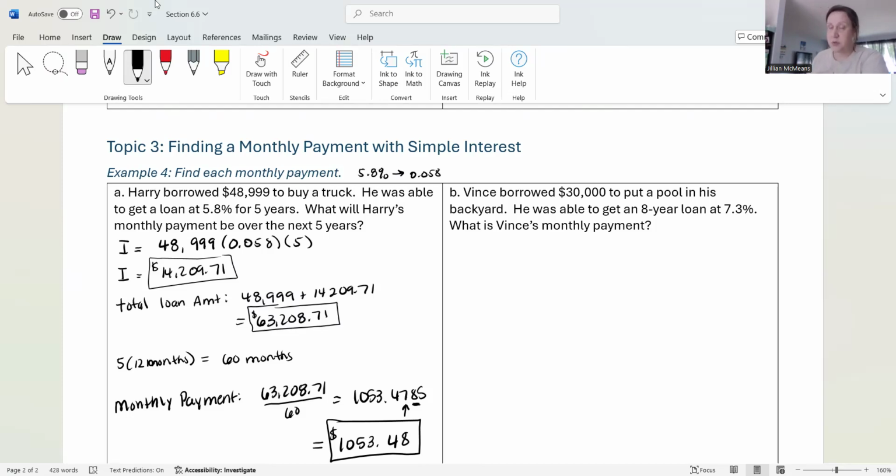The first thing we have to do is calculate the interest that Vince is going to owe over the course of 8 years. So interest, we take the principal amount borrowed, so that's $30,000. We multiply it by the interest rate. So 7.3% as a decimal, we drop the percent symbol, move the decimal to the left twice. This is 0.073. And then we want to multiply it by the number of years for the loan, which is 8.